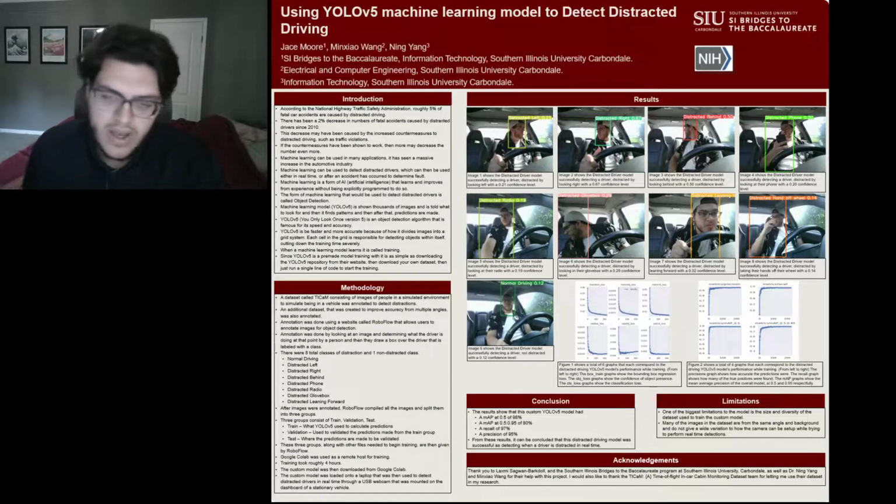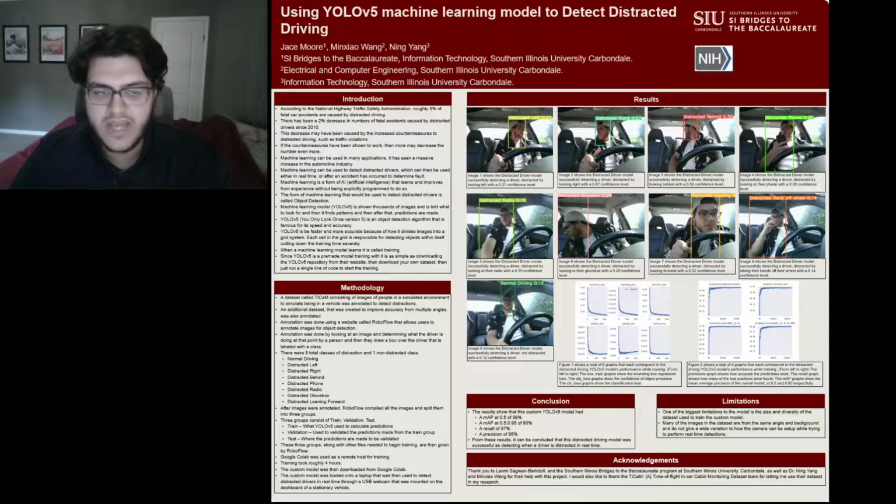So I did that by collecting data from a dataset called TICaM, which consisted of images of a simulated environment of people performing tasks while driving. Some of these tasks included looking left, right, behind, using their phone, the radio, the glove box, and leaning forward.